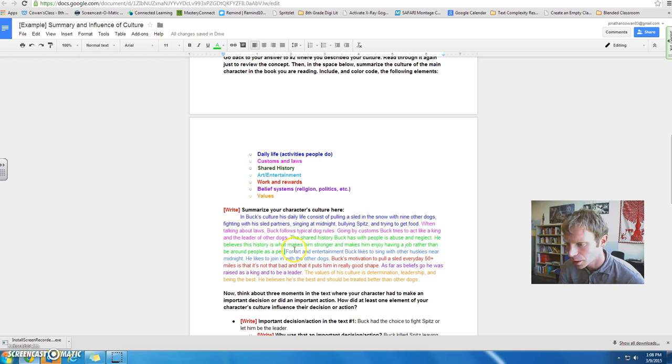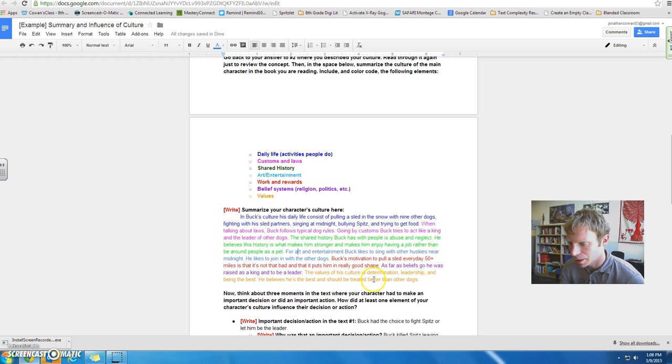For art and entertainment, Buck likes to sing with the other huskies near midnight. He likes to join with the other dogs. Okay, so that's the dog's art and entertainment. You can figure out a way to figure your characters. Buck's motivation to pull a sled every day 50-plus miles is that it's not bad, and it puts him in really good shape. As far as beliefs go, he was raised to be a king and a leader, so he's raised to believe he was those things. The values of his culture are determination, leadership, and doing the best. He believes he's the best and should be treated better than the other dogs.